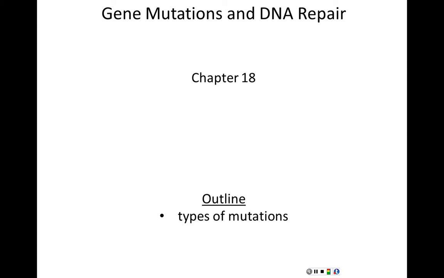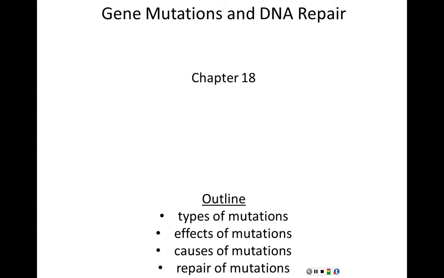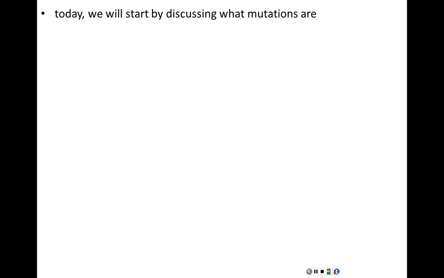So we'll start off defining the different types of mutations and give you some idea of how they arise and what they're made up of, what effects these mutations have when they occur on the organism, the causes of the mutations, both environmental and intrinsic to the cell, and then finally, as I said, how those mutations are repaired.